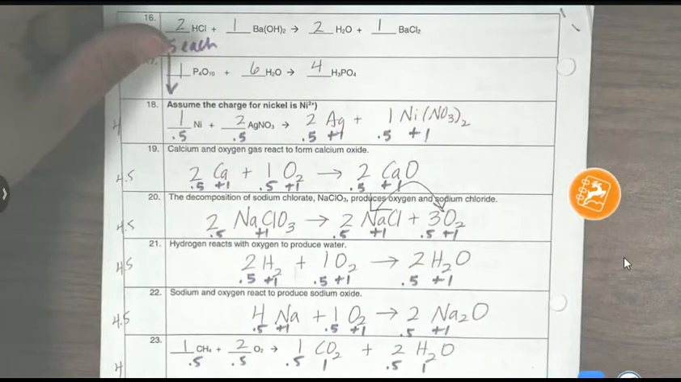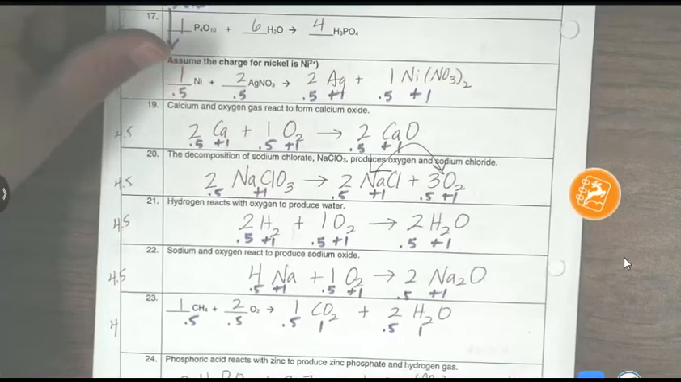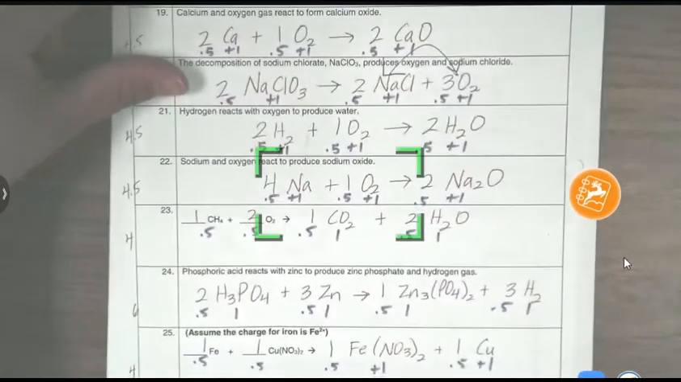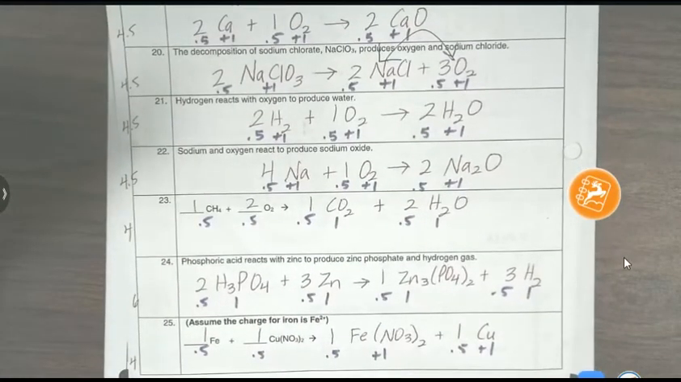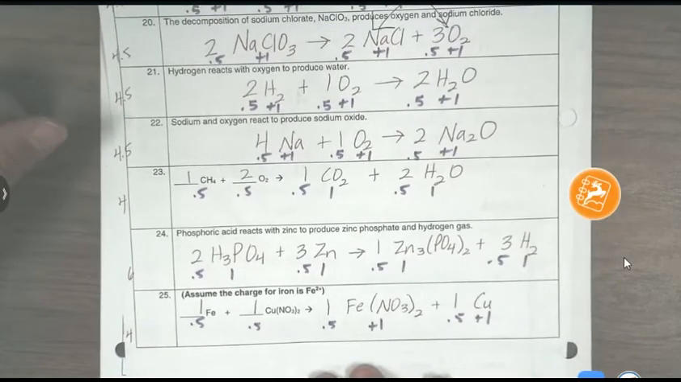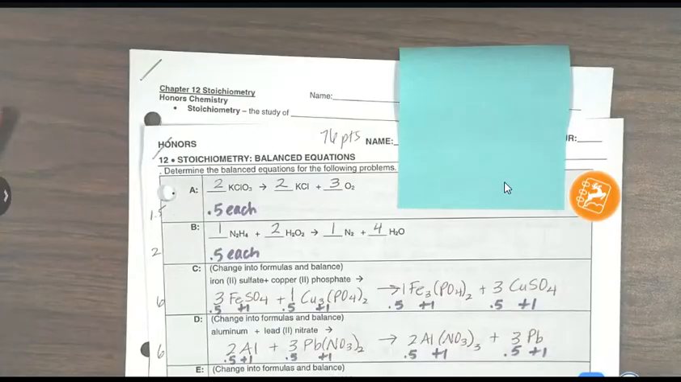21 is 2 H2 plus 1 O2 gives you 2 H2O. 22 is 4 Na plus 1 O2 gives you 2 Na2O. 23 is 1, 2, arrow 1 CO2 plus 2 H2O. 24 is 2 H3PO4 plus 3 Zn, arrow 1 Zn3(PO4)2 plus 3 H2. And the last one is 1, 1, arrow 1 Fe(NO3)2 plus 1 Cu. So please make sure you have a score out of 76.